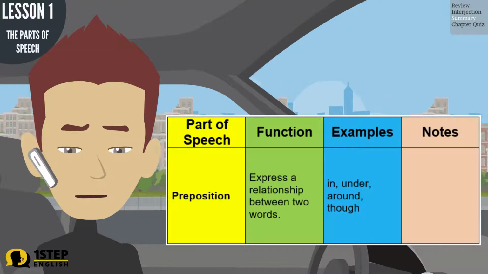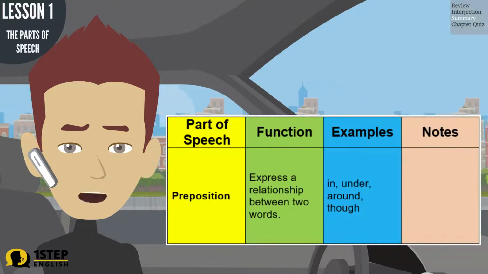Preposition. The function of preposition is to express a relationship between two words. For example, in, under, over, around, and through.